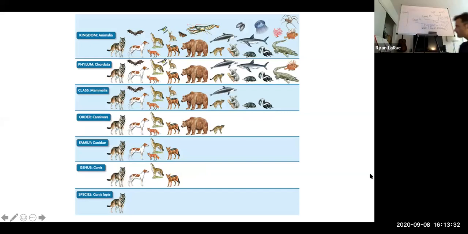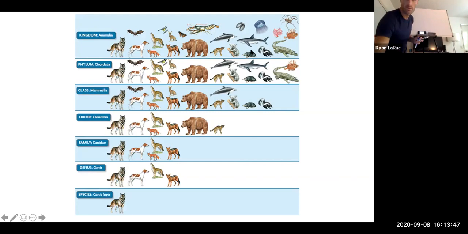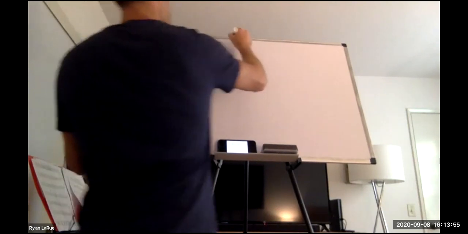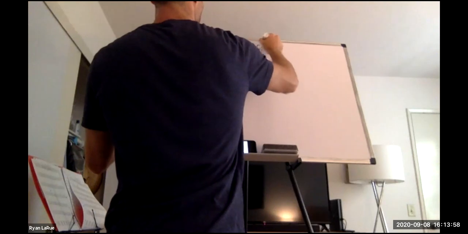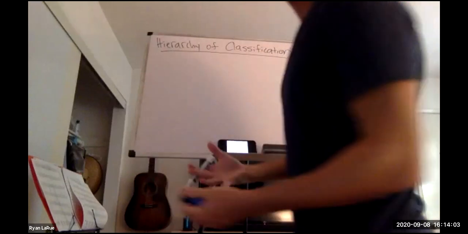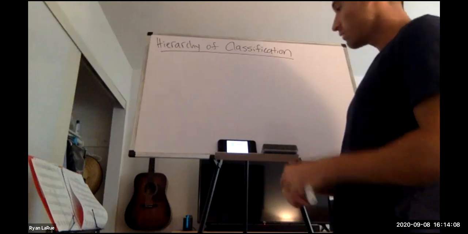The classification of organisms, we call it the hierarchy of classification. This is also known as taxonomy. So I'm gonna stop the share. So, hierarchy of classification. And this is how we classify groups of organisms, how we put them into different groups and what we call them.